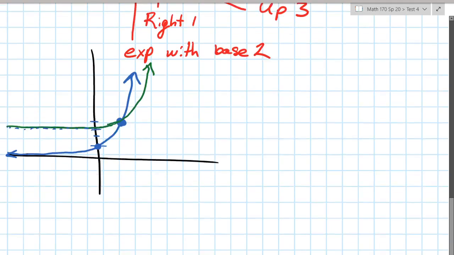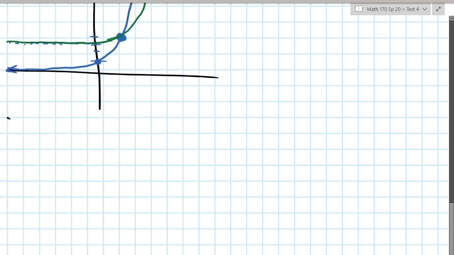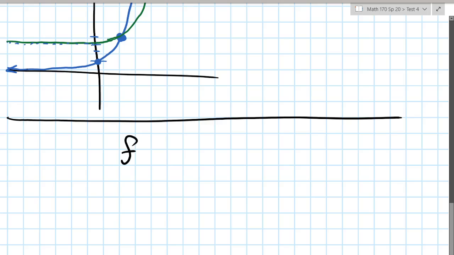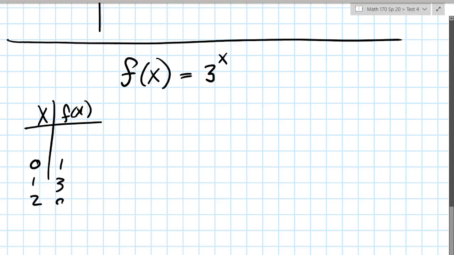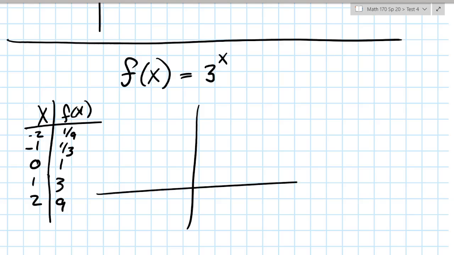Next, you might ask, great, so what happens if I change the base from base 2 to, say, base 3? Well, if we were to make a table of x and y values, 0, 1, 1, 3, 2, 9, negative 1, 1/3, negative 2, 1/9. So what kind of similarities and differences do we see here?